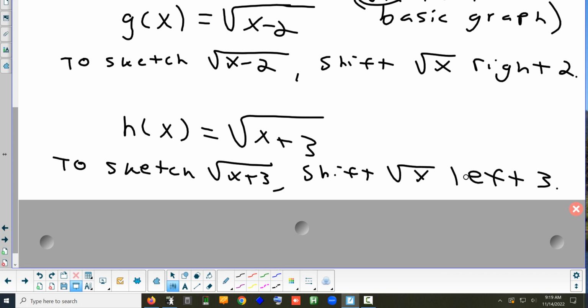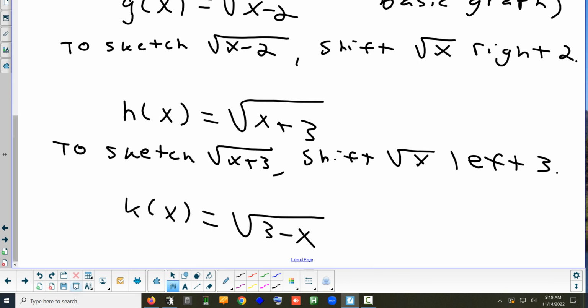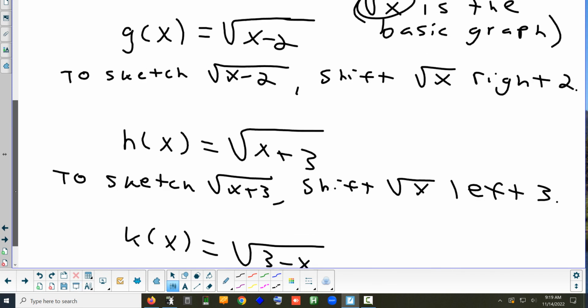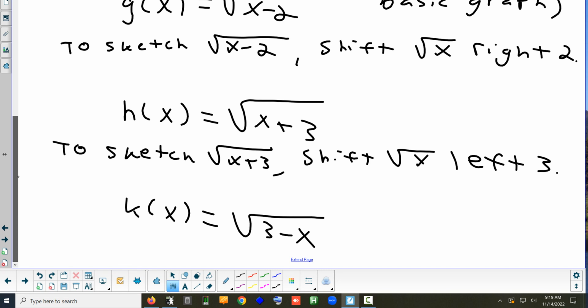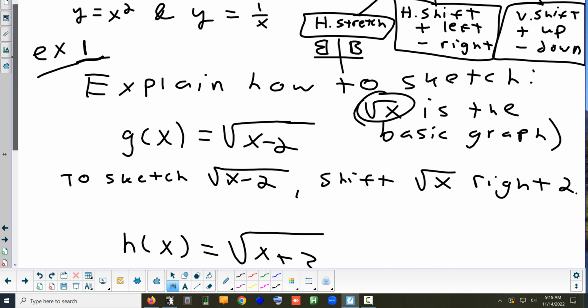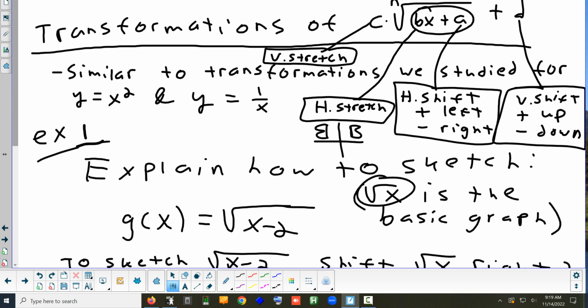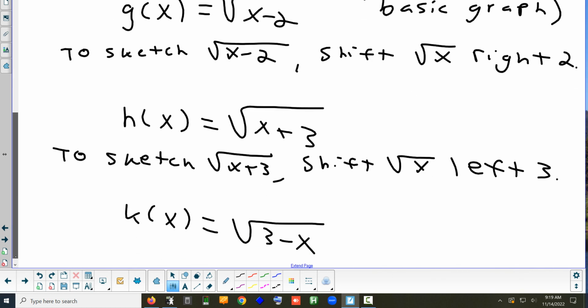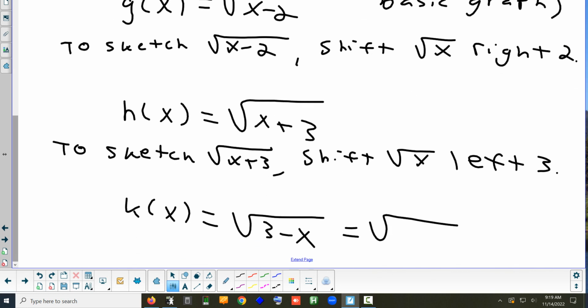Now, the last one, k of x equals square root of 3 minus x, it's not written kind of the right way. You should always write it so that the number with x is first, and then the number without x is last. So, could someone just tell me how to fix that? Maybe a negative x plus 3. Yep, negative x plus 3. Good.